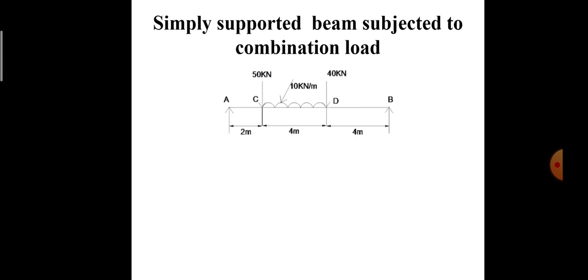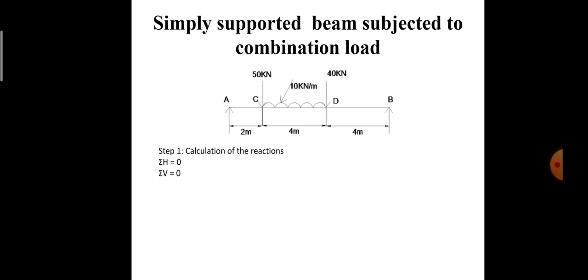So first and foremost, we are supposed to find out the support reactions at A and B before analyzing the shear force and bending moment for the given numerical. So first we need to calculate the support reactions. We are supposed to apply the equilibrium conditions. There are three equilibrium conditions, out of which the first one is that the algebraic sum of all the horizontal forces is equal to 0. Since there are no horizontal forces here, the first condition of equilibrium is automatically satisfied.